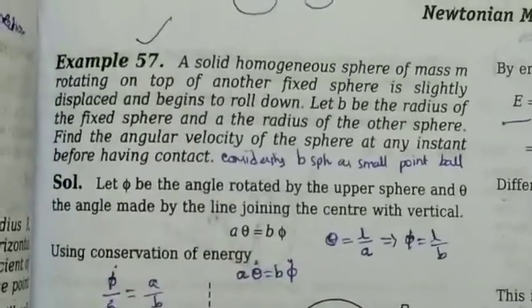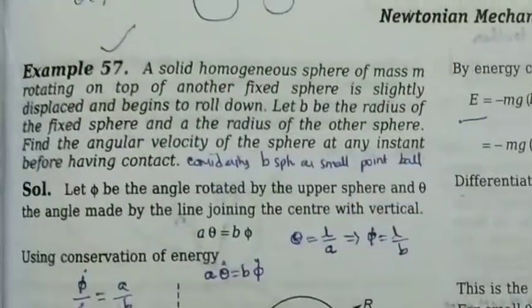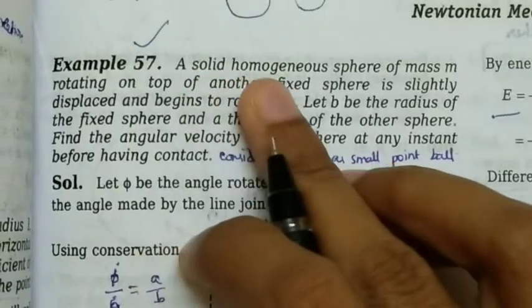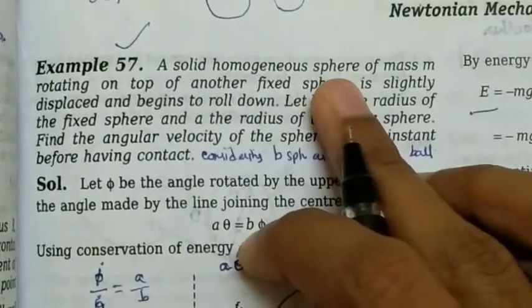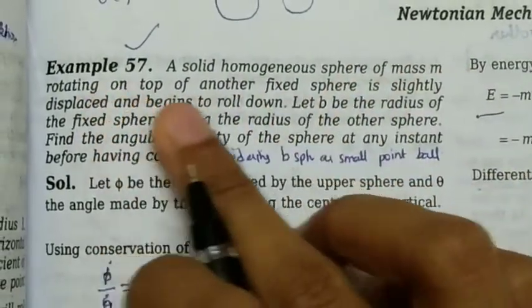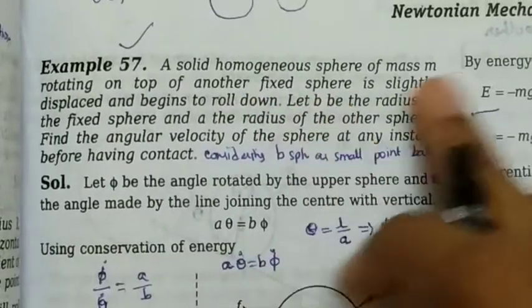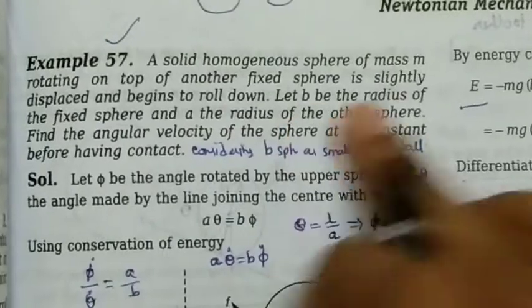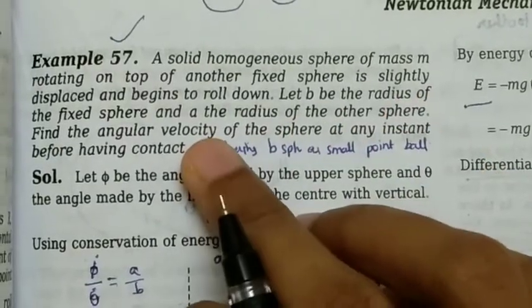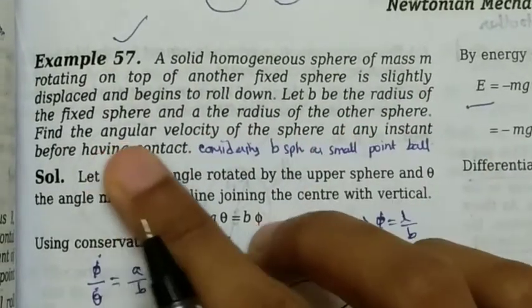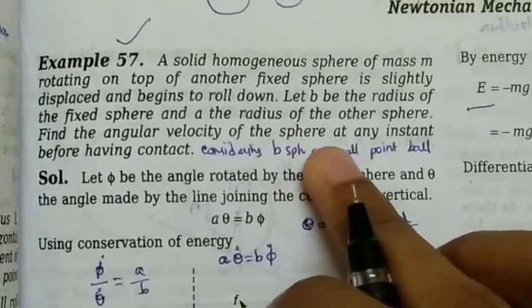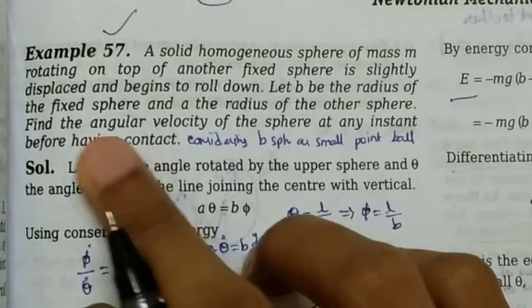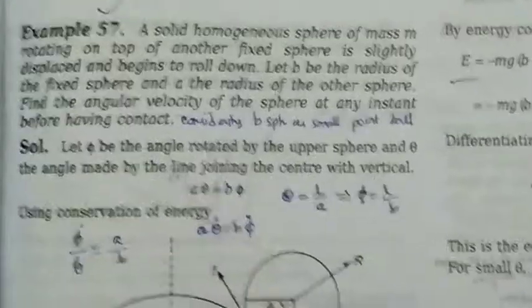So let's see another problem in classical mechanics. A solid homogeneous sphere of mass m rotating on top of another fixed sphere is slightly displaced and begins to roll down. Let B be the radius of the fixed sphere and A the radius of the other sphere. Find the angular velocity of the sphere at any instant before leaving the contact.